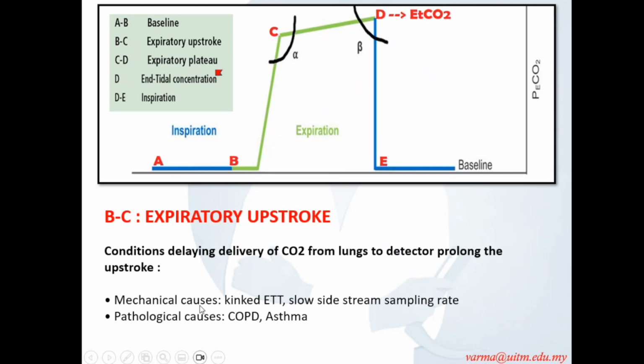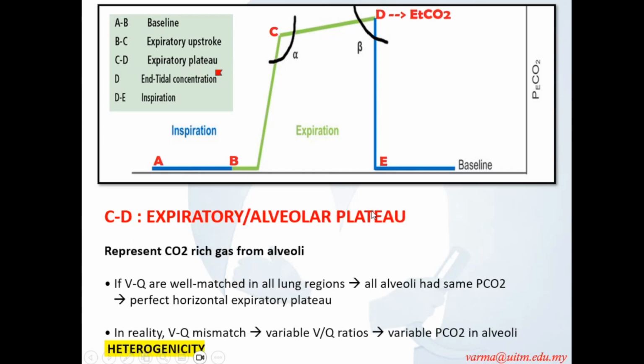It could be mechanical causes, like a kinked ETT or a slow side stream sampling rate, or pathological cases like bronchospasm where the airway is being constricted. It could be either your airway or your equipment. When there is an obstruction, either in the airway or the ETT, the CO2 is not reaching the sensor as soon as possible. Thus, there is a delay, so this B and C part will slant down. That's what we see in patients with bronchospasm and everything.